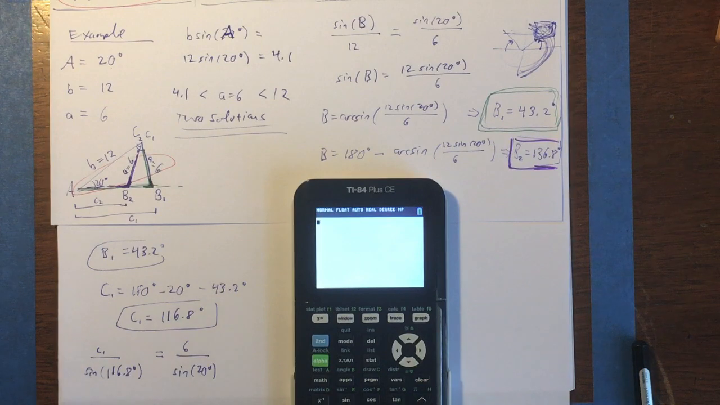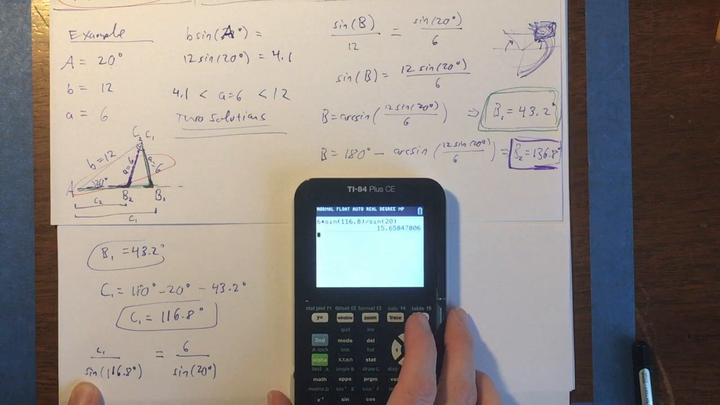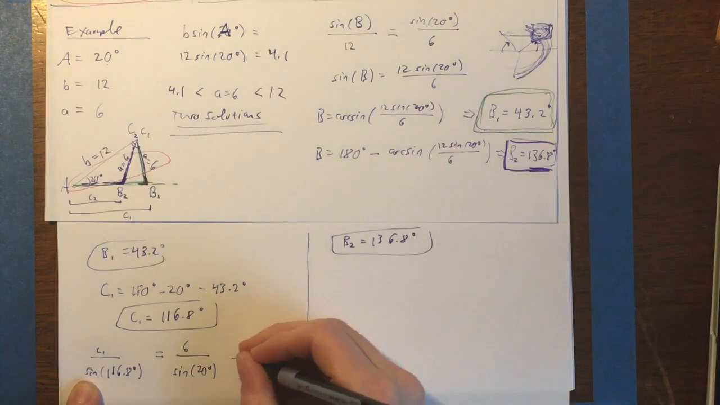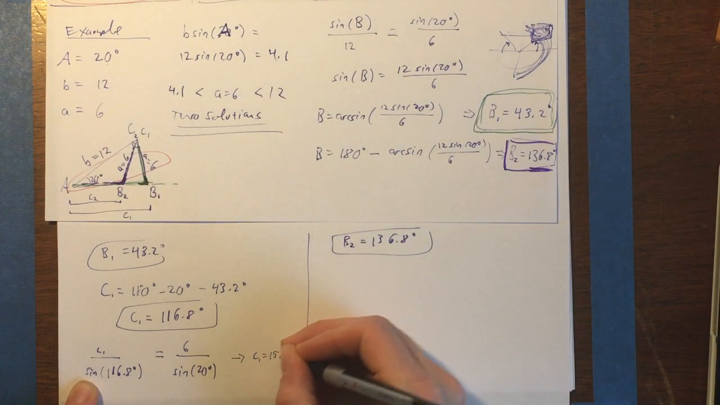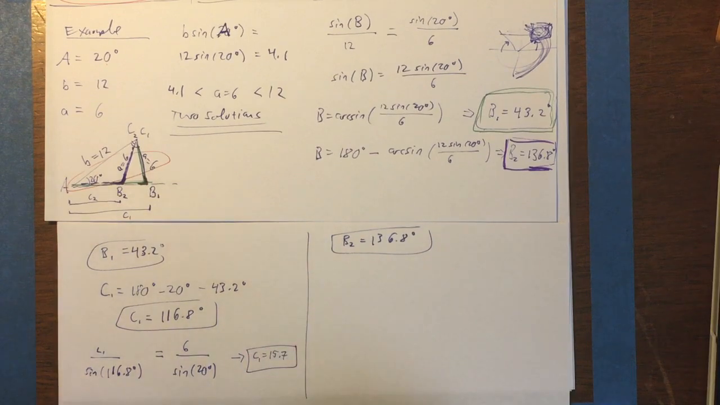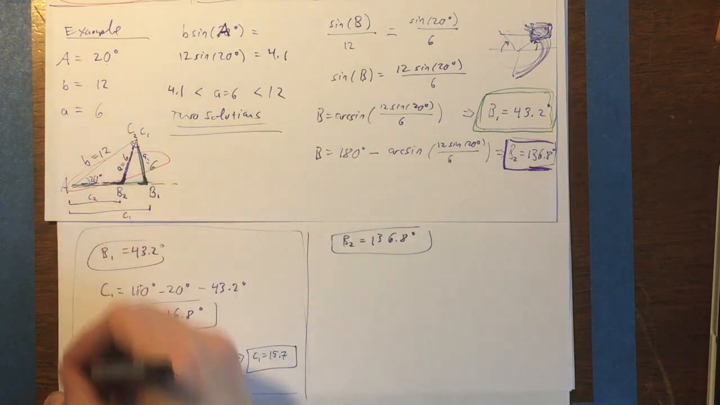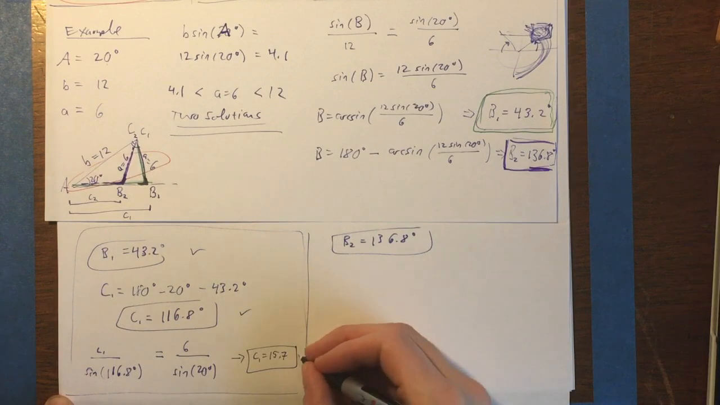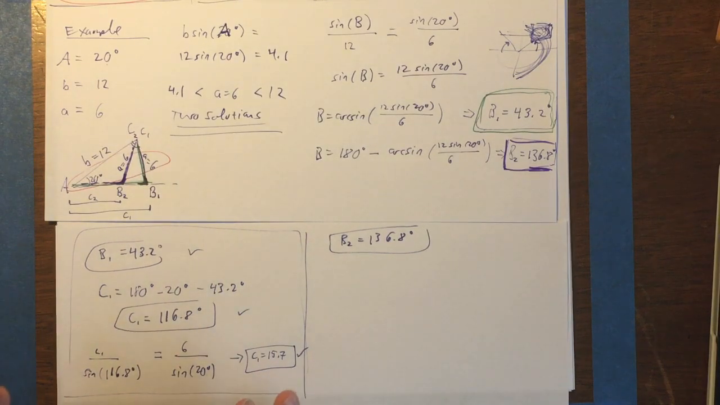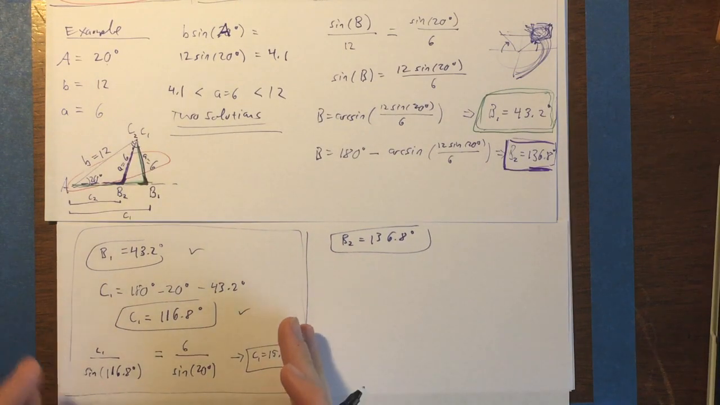Okay, C1, I'm going to multiply both sides by this sine of 116.8, so I get 6 times sine of 116.8, and then divide that by the sine of 20. And we get 15.7 approximately. So this gives me C1 equals 15.7. And so there is the solution. Those three values that I have in boxes right there, that's one solution. This represents the larger of the two possible triangles.